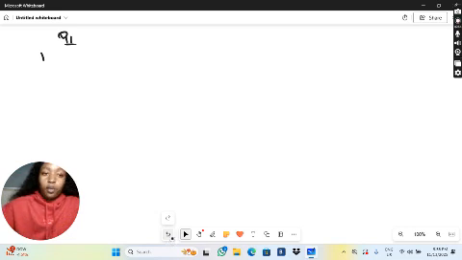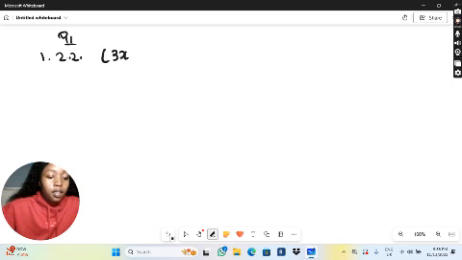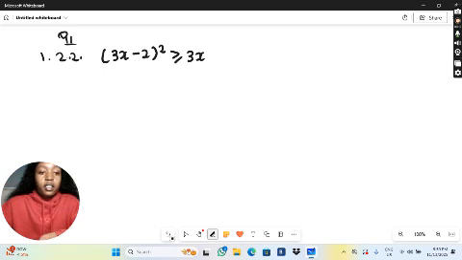Okay, for 1.2.2 our question is 3x minus 2 all squared greater or equal to 3x, right? So when we solve for x, in this case we have to solve for this whole thing, eh?